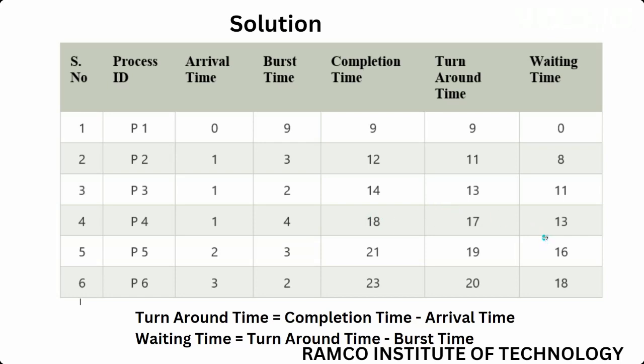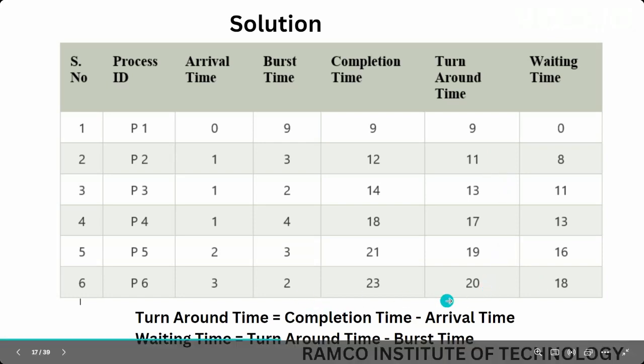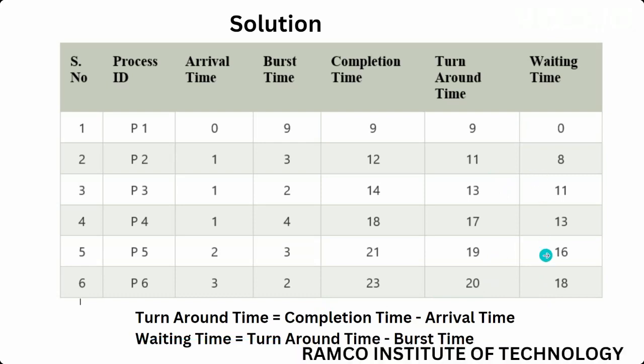Then next process P5. P5 waiting time is 16. Here the turnaround time is 19 and the burst time is 3. So 19 minus 3, 16. Last process is P6. P6 waiting time is 18. Here the turnaround time is 20 and burst time is 2. So 20 minus 2, 18. So these are the waiting times of each process.